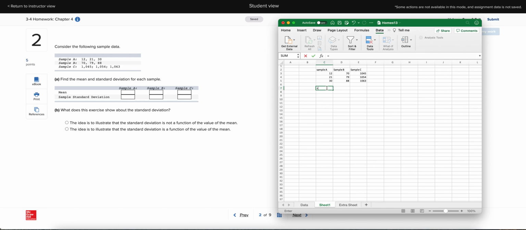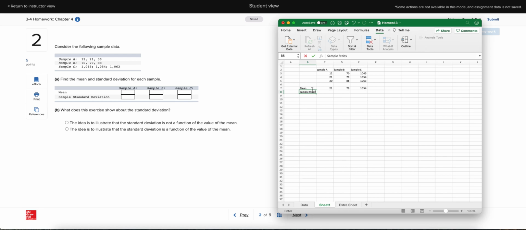So to find standard deviation, well, again, first the mean, so equals the mean. Oh, remember, average in Excel. Average, and then highlight my stuff down. And now I can just drag this thing across, and now it just found the average of every one of my columns. So there are my means.